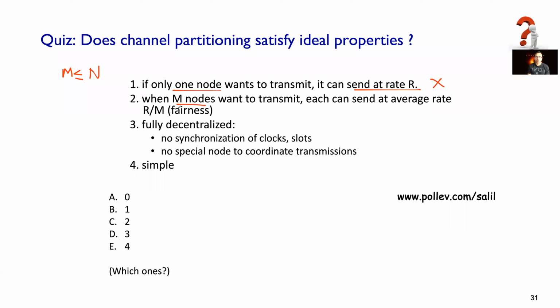How about the second one? Now again, in this case, if m was exactly equal to n, then this would be true, right? When all nodes that are on the network want to transmit, then certainly each of them will get R by n. However, when m is less than n, this will not be true, right? So in a more general case like this, it is also not necessarily true.